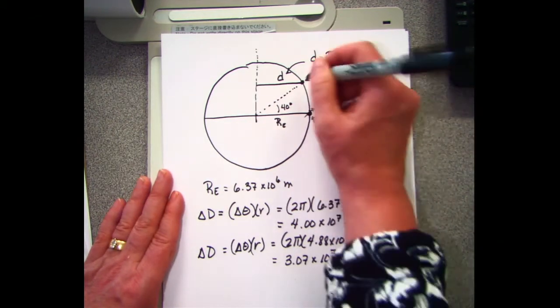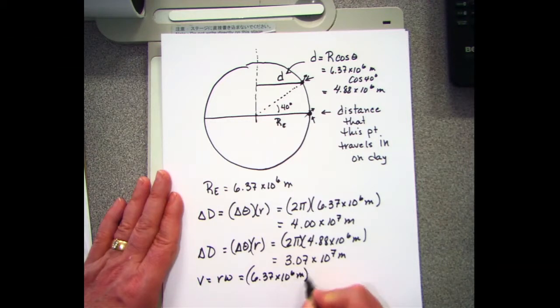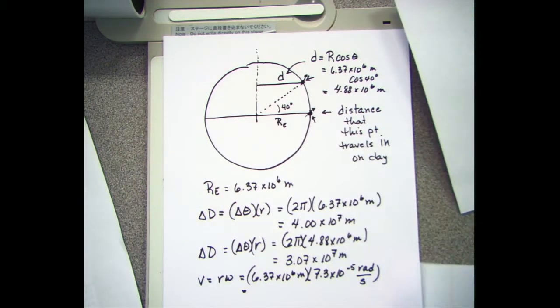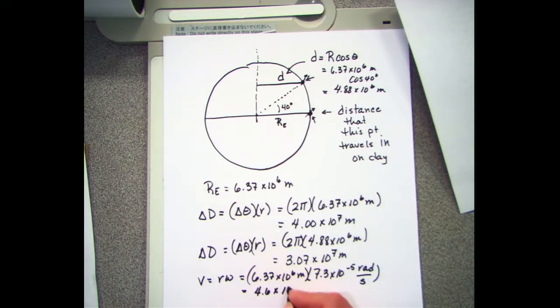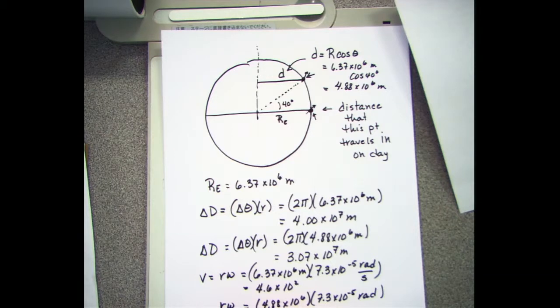Now, if I want to know the velocity that these things are moving, the linear velocity, that's going to be r omega. Well, we figured out what omega was. So this is going to be my 6.37 times 10 to the 6th meters, and my omega was 7.3 times 10 to the minus 5 radians per second. If I plug that into the calculator, this gives me 4.6 times 10 to the 2. For the other one, if I do my 4.88 times 10 to the 6th times my 7.3 times 10 to the minus 5, this is going to give me 3.6 times 10 to the 2 meters per second.